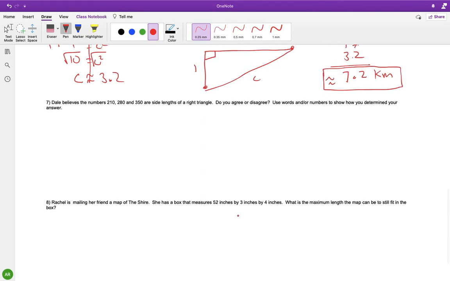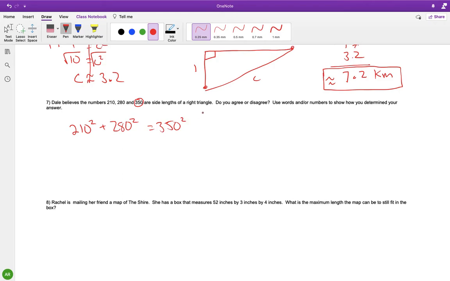All right, question 7. Dell believes the numbers 210, 280, and 350 are side lengths of a right triangle. Do you agree or disagree? Use words and or numbers to show how you determine your answer. Okay, the easiest way to do this is to recognize that if it is a right triangle, that will have to be the hypotenuse, so set it up as such. So 210 squared plus 280 squared equals 350 squared.